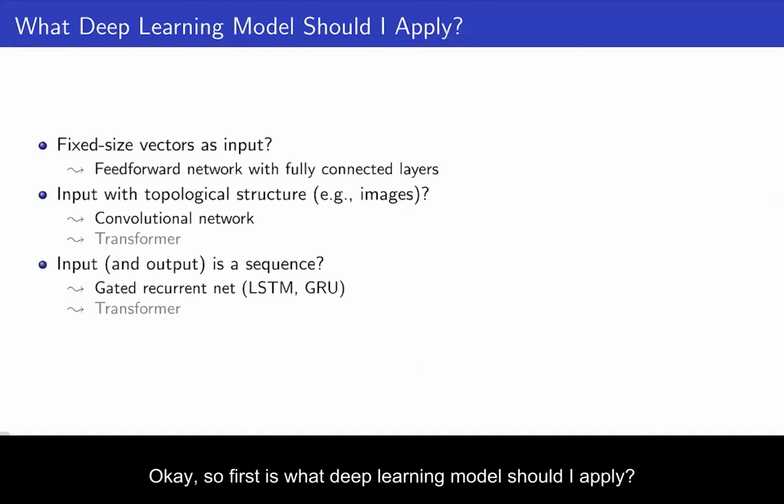Okay, so first is what deep learning model should I apply? This depends on your inputs and the task that you're trying to solve. If you have fixed size vectors as inputs, then you'd want to just use feed-forward neural networks, and it could be fully connected layers, but you can also have residual connections and so on. The main thing here is that convolutions and recurrent units aren't very helpful here.